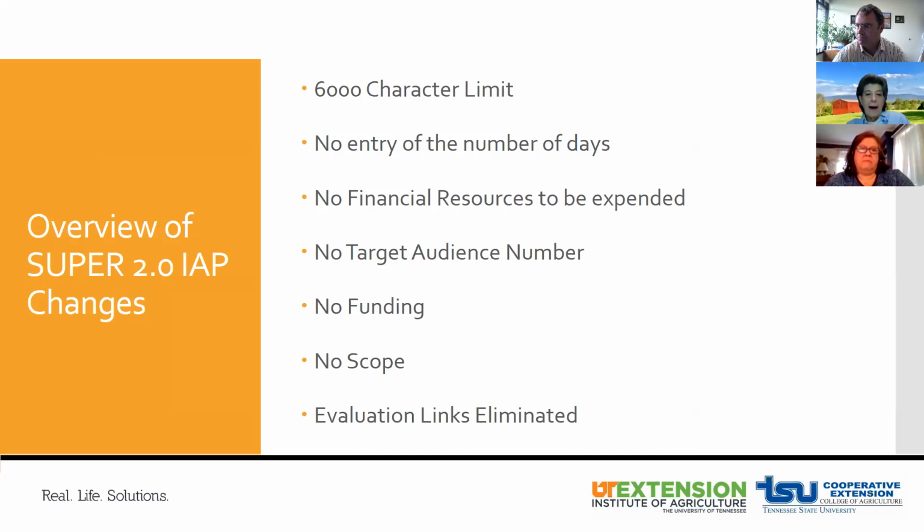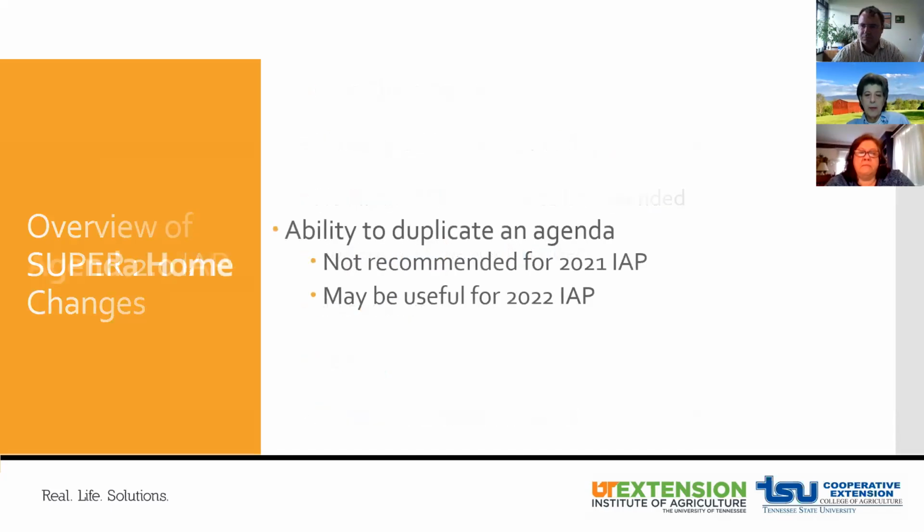You no longer in the outcomes section have to include the target audience number. That has been taken out. It was ambiguous, as nobody really knew what it meant or what it was used for. So we took it out. Also, there's no section on funding and there's no section on scope anymore. And in the planned evaluation method, there were links, and those have been eliminated as well. So you will not have those links to link to other opportunities or other resources.